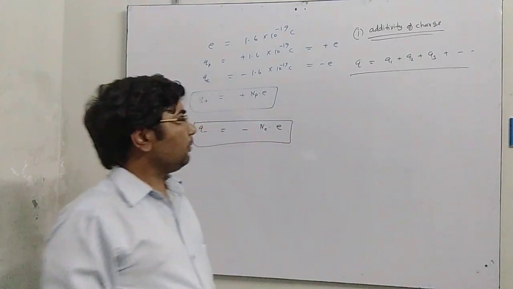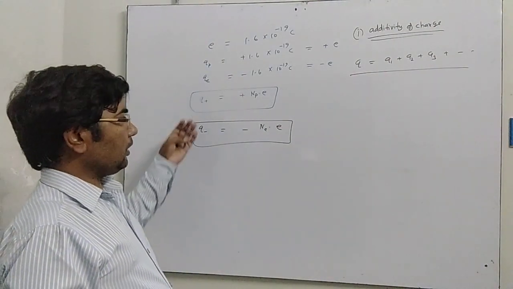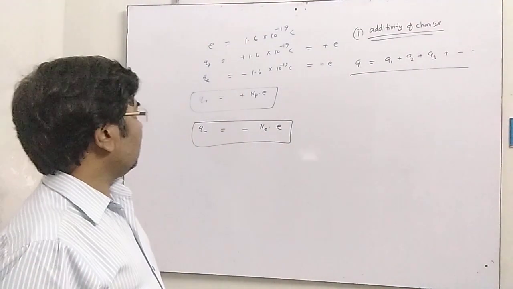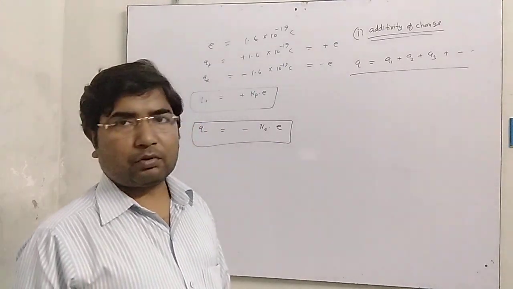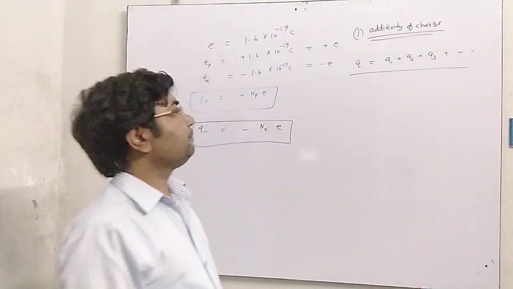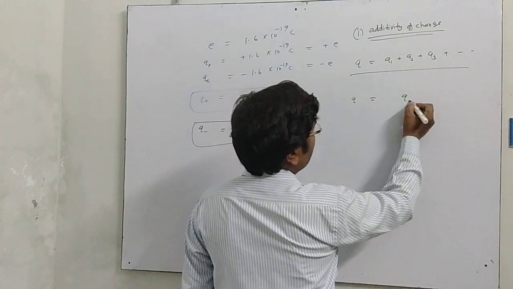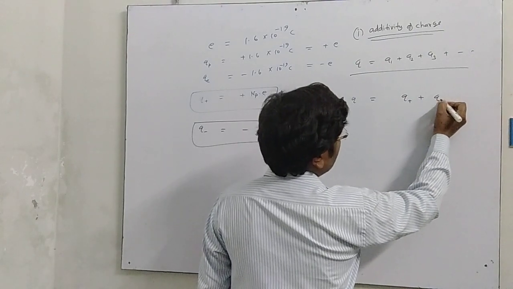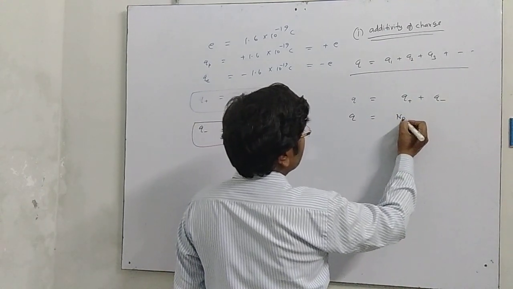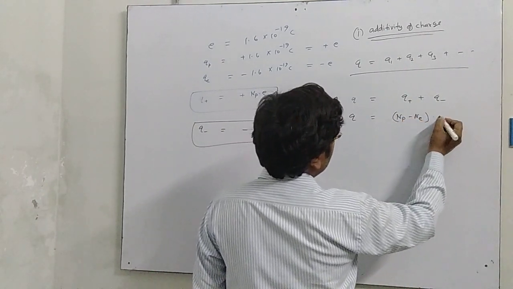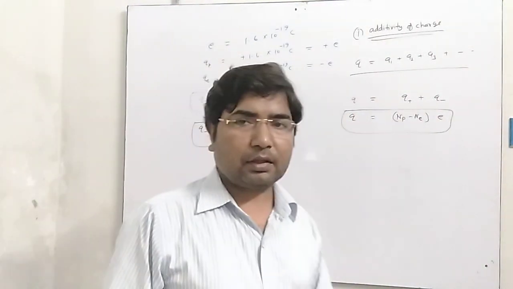Now, if we have the positive charge and negative charge contained in the substance as Q plus and Q minus, then we can find the total amount of charge by using this property. The total amount of charge Q equal to the algebraic sum of positive and negative charges contained in the substance. Therefore, Q equal to Np minus Ne into small e. This formula gives the total amount of charge contained in the substance.